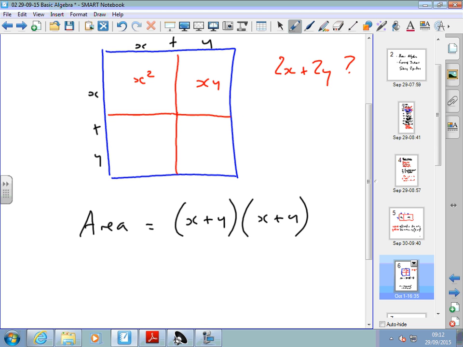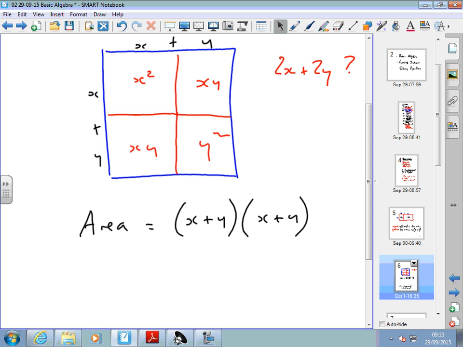Similarly, y times x for this one, xy. Y times x. Note by convention I put the x in front of the y, but I could just as easily have done yx. And then finally, y times y gives me y squared. So that's the area of the whole thing.